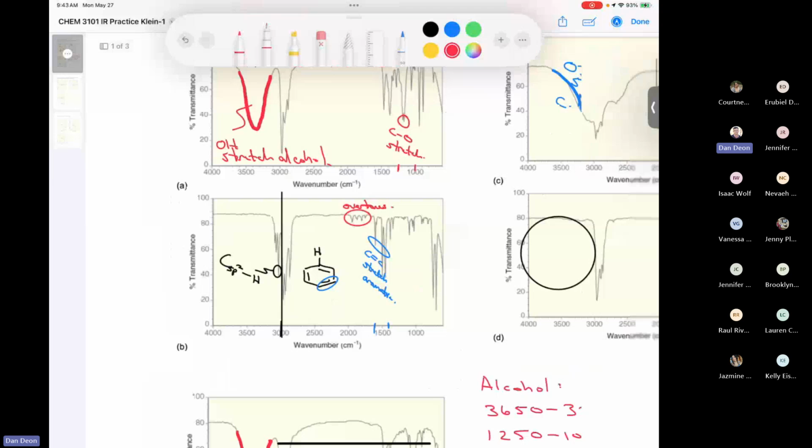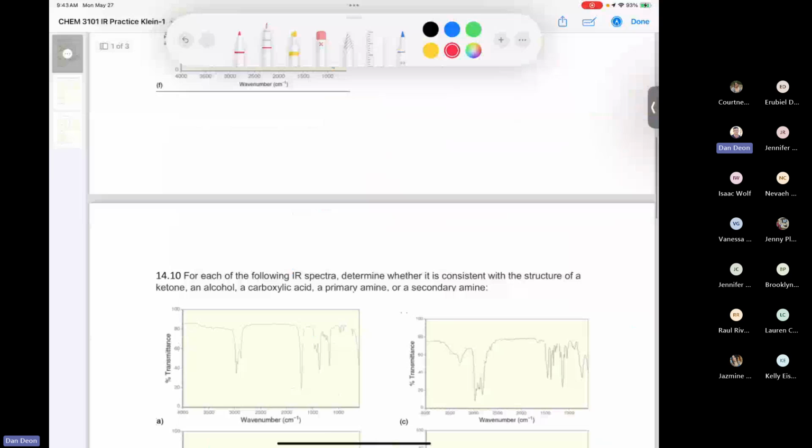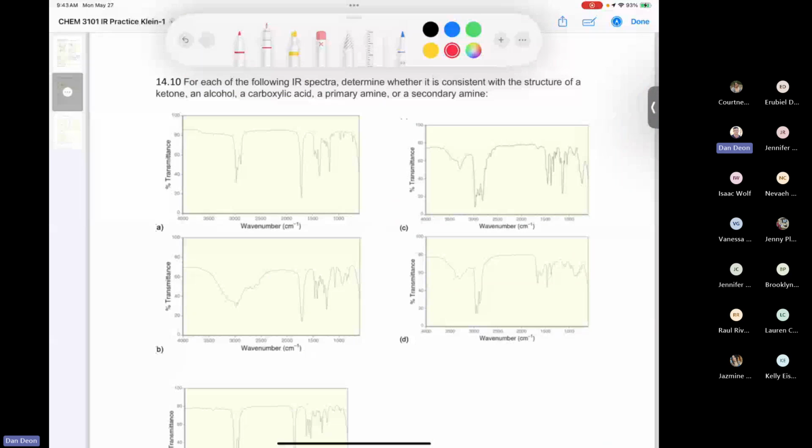The next one is we're just trying to identify some functional groups. So I'm not going to write down all the signals this time. But this is question 14.10. So we've got a ketone, we've got an alcohol, we've got a carboxylic acid, we've got a primary amine, and then we've got a secondary amine. So we have those: ketone, alcohol, carboxylic acid, primary amine, and secondary amine.